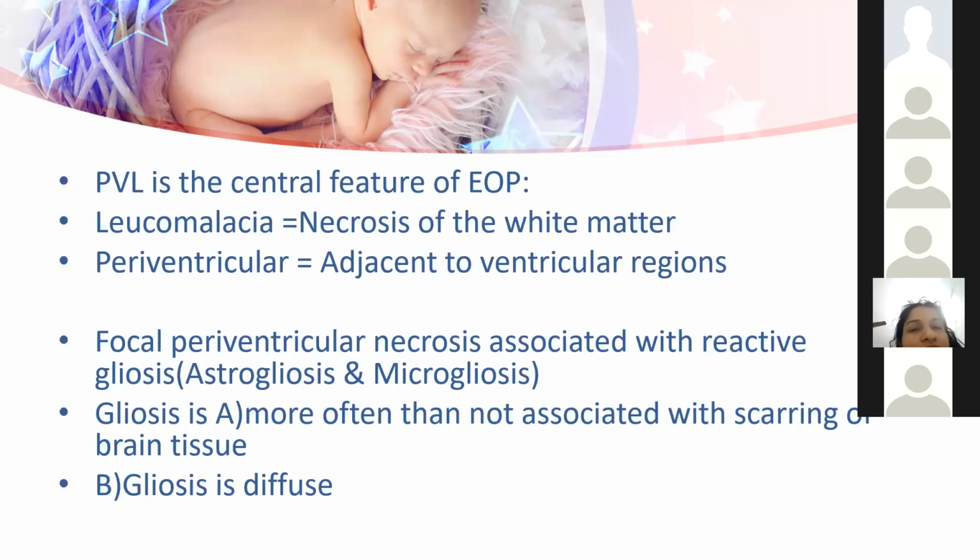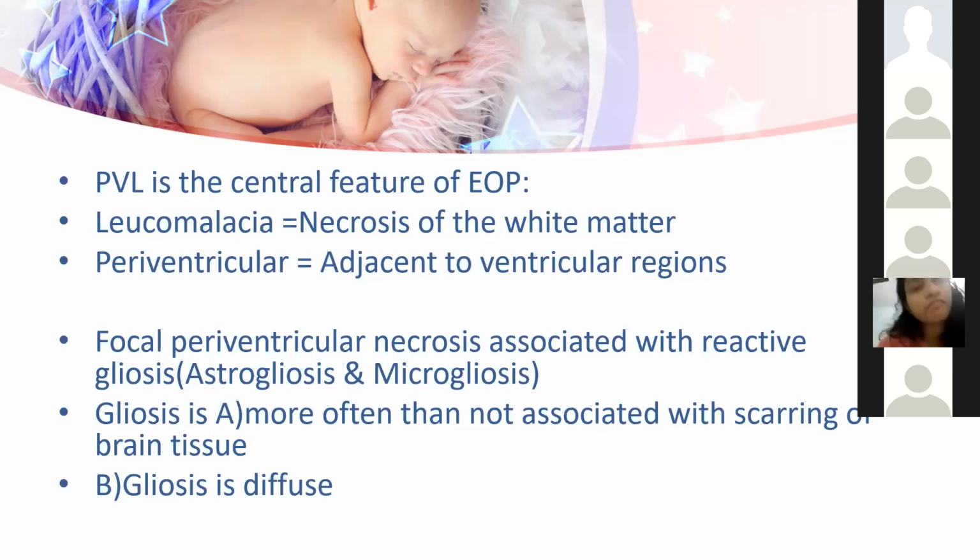Necrosis of the white matter adjacent to the ventricles is the literal translation of periventricular leukomalacia. Now, it's a fact that whenever there's an injury, the body tries to contain the injury. It responds to the injury. So whenever there is necrosis in the brain, how does the brain respond? It responds by what is called gliosis. Because it is reacting to this injury, it is called reactive gliosis.